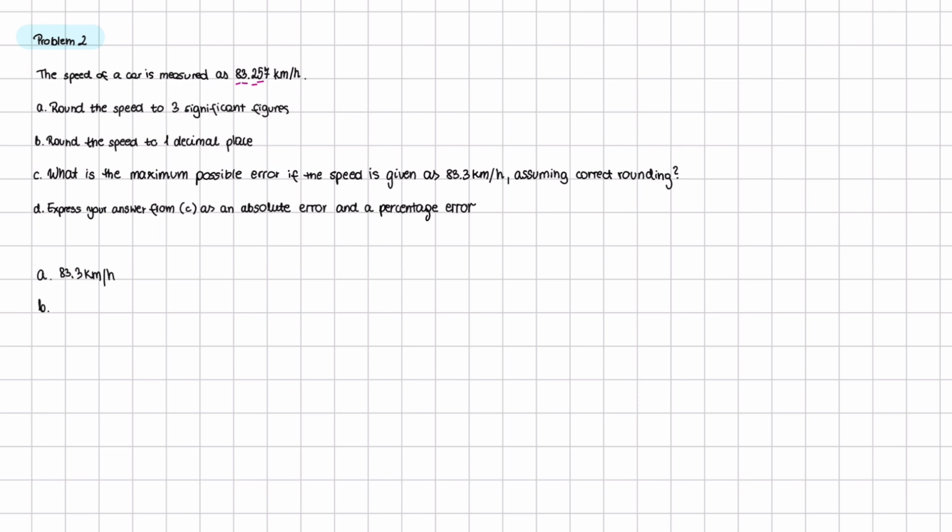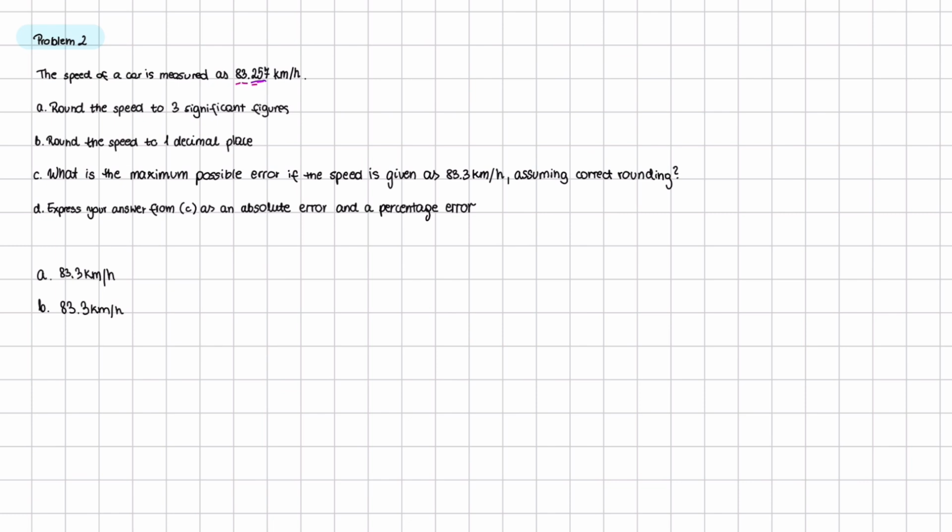And in point B, we have to round the speed to one decimal place. So we have to look at 2 and 5. When we have 5, we have to round up our previous number, so 2. And our answer will be the same as in point A, 83.3 kilometers per hour.